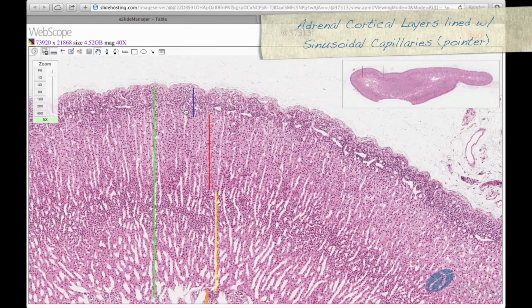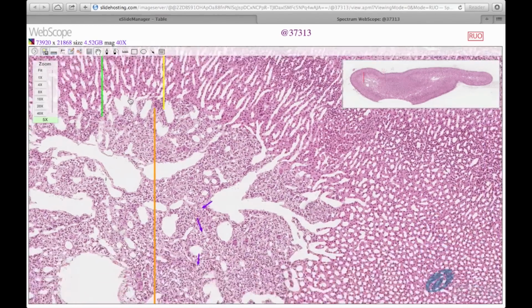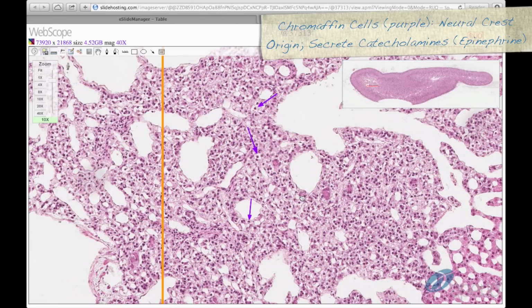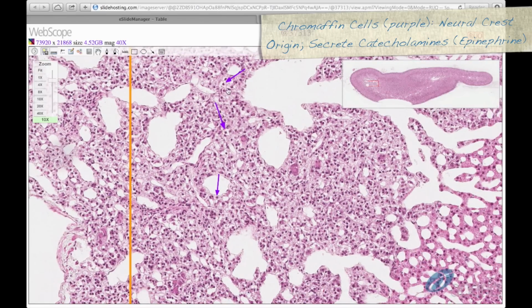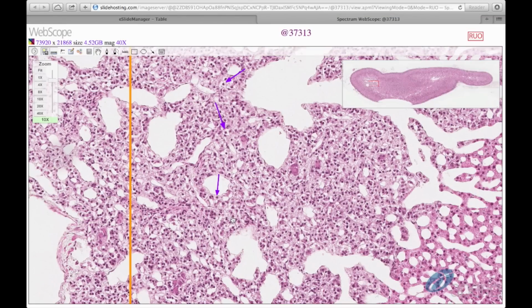Keep in mind that sinusoidal capillaries, indicated by the pointer, line the cords of cells making up these cortical layers. The adrenal medulla is the deepest layer of the adrenal gland. If I zoom in, you can see the chromaffin cells indicated by the purple arrows. These large, lightly staining cells are of neural crest origin and secrete catecholamines like epinephrine into the bloodstream. These cells are in fact modified neurons that release their catecholamines in response to preganglionic sympathetic neurons synapsing directly onto them. You wouldn't be crazy if you thought that the adrenal medulla looked a lot like the parathyroid gland, so do your best to keep these straight.